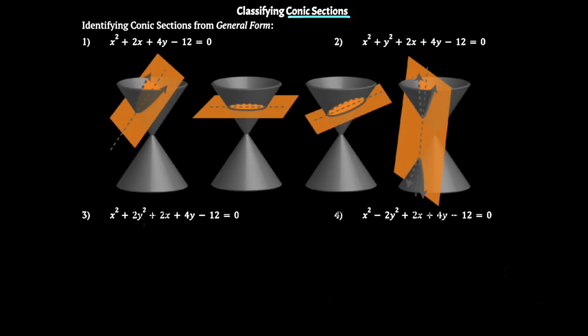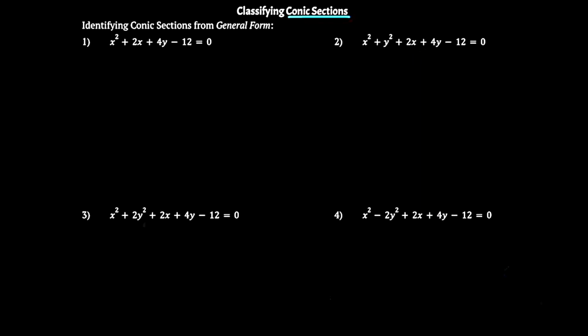So the first important skill we'll need is to be able to identify what type of conic section we're looking at, just given an equation in general form like this. And so these are all general form, and you can see these equations all look incredibly similar. There's just a few differences in each one.